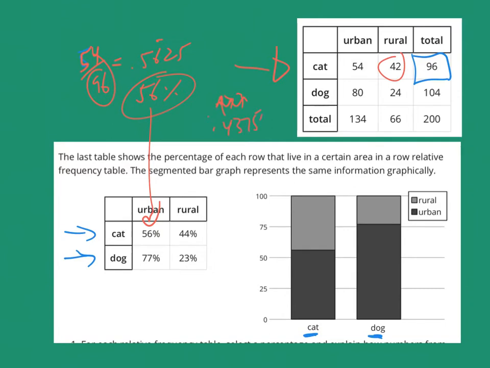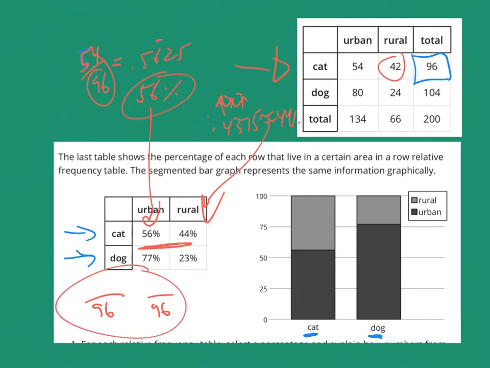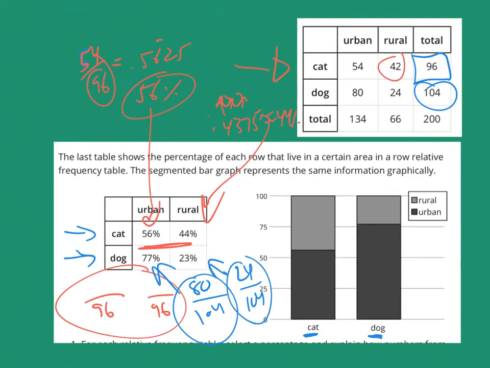0.4375 rounds to approximately 44%, which is where that comes from. So these are horizontal thought processes, right? I'm looking, everything's over 96 for the cats. And then for the dogs, everything is over what number? 104, right? So 80 out of 104 and 24. So there's an overwhelming majority, which is the 77%, and there's an overwhelming minority, 23%.